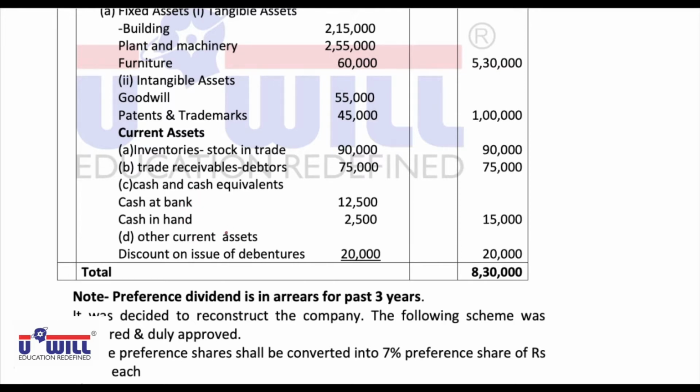cash at bank and cash in hand. Other current assets: discount on issue of debentures. This is a fictitious asset. Now, note: preference dividend is in arrears for the past 3 years. This is a contingent liability. A footnote below the balance sheet is always a contingent liability.